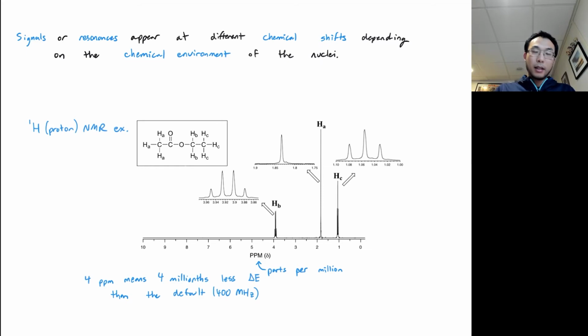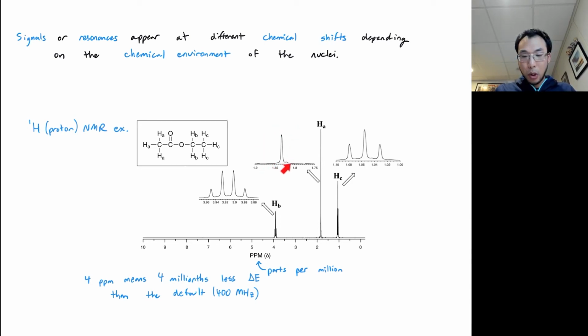What that tells us is that if we are 4 ppm away from 0, we are 4 millionths less delta E than the 400 megahertz of the instrument, for example. So that means the signal here is coming in at 399.9996 megahertz. Really NMR spectroscopy is detecting very tiny differences in the chemical environments of nuclei in the grand scheme of a molecule.